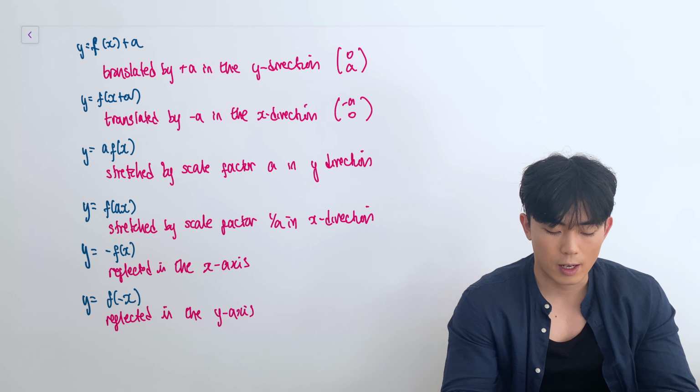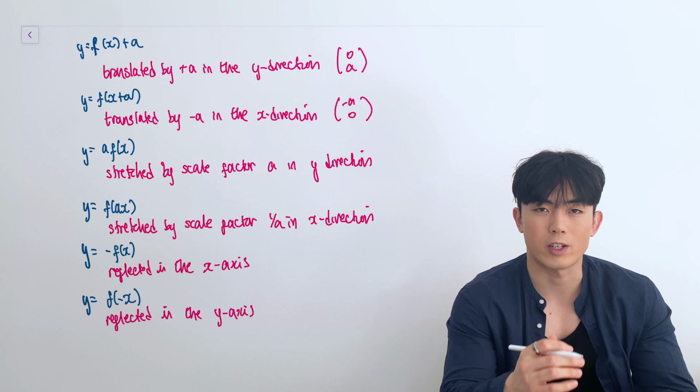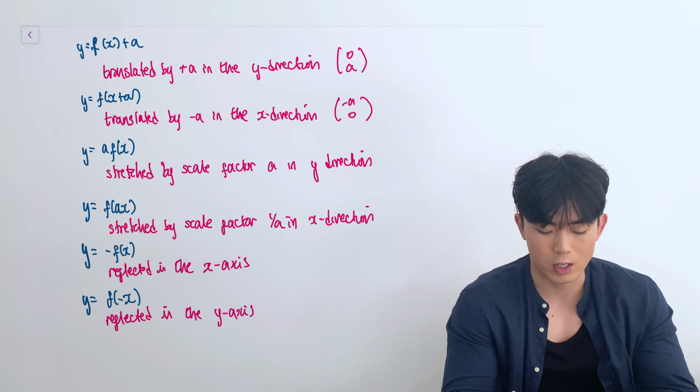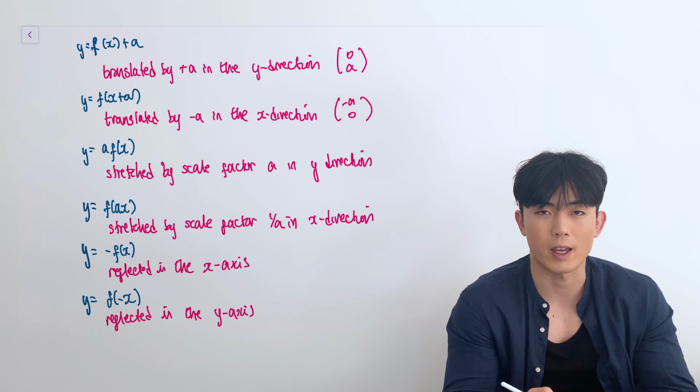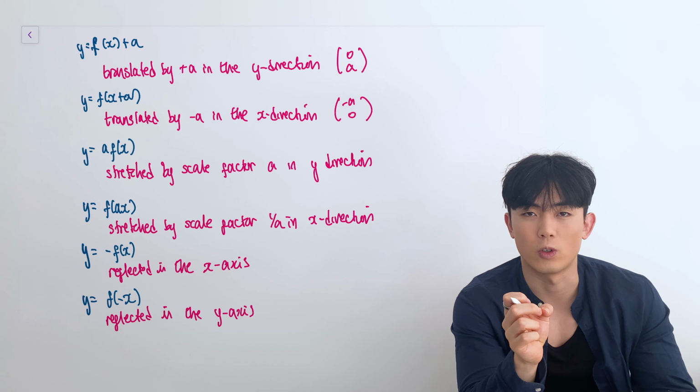If we have the a outside, then it's a stretch. So there's 2 stretches we need to be aware of. So we have y is a f of x. So if a is 2, then we stretch the y values by 2. If the a is inside, we stretch by scale factor 1 over a. So in fact, if it's inside the bracket, then rather than stretching it, we actually shrink it or divide all by a.